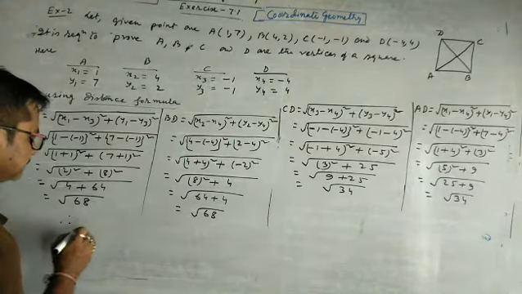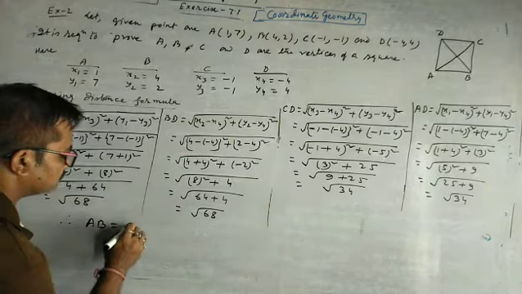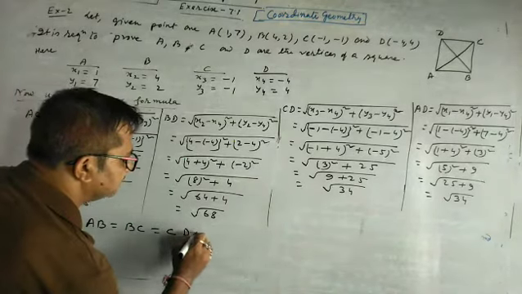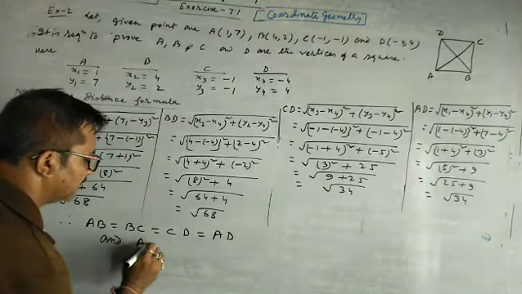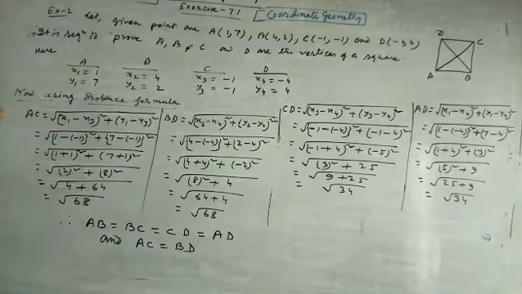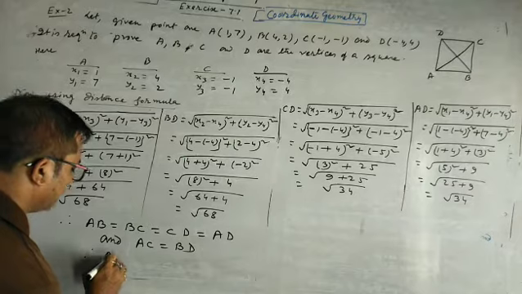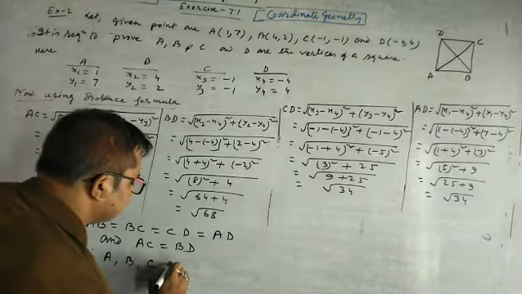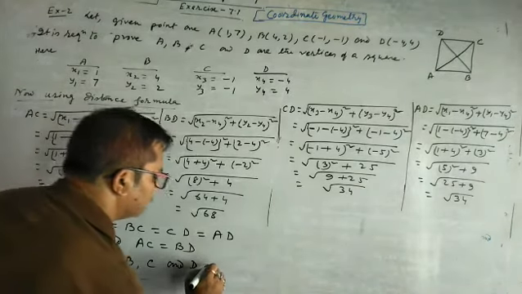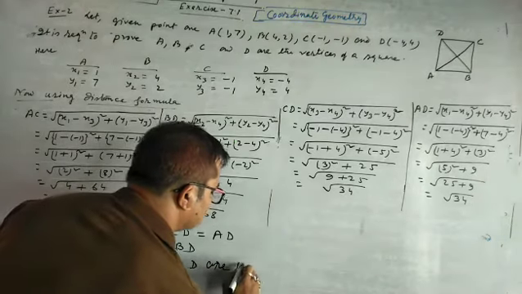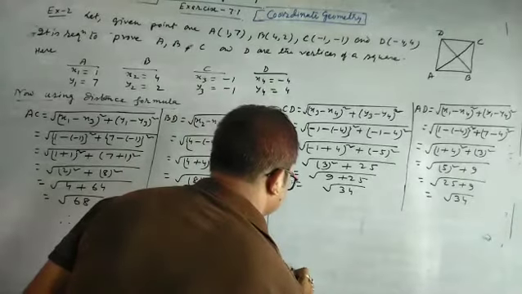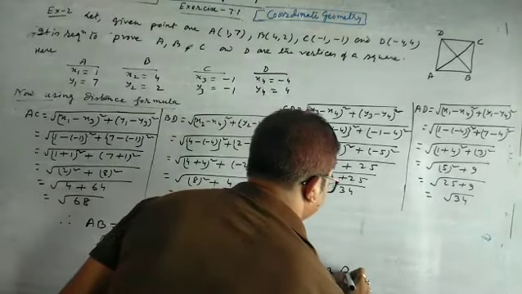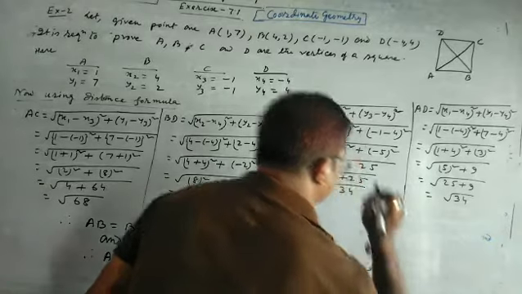So we get AB equals BC equals CD equals AD, and the two diagonals AC equals BD. According to the property, we can say A, B, C and D are the vertices of a square.